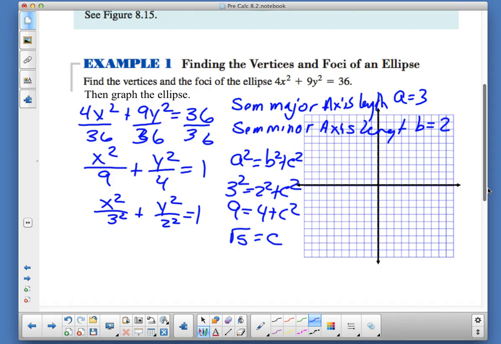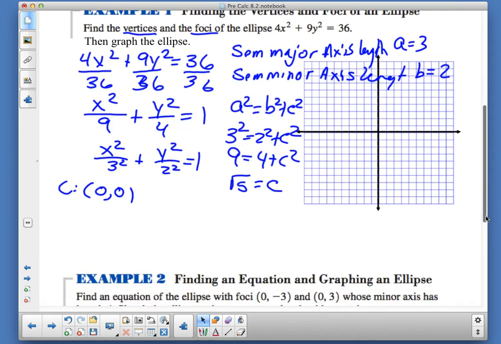Okay? Completely from my semi-major axis length and my semi-minor axis length. Okay? Now, find the vertices and the foci. Vertices and foci. Our center is at 0, 0. Okay? So I got a center at 0, 0. My vertices are all about the major axis. Okay? It's not about the minor axis. My vertices are found in my major axis. And because my A is with X, keep in mind that A is with X, and how do I know that? That's the biggest number.